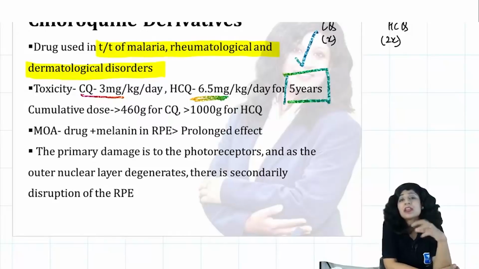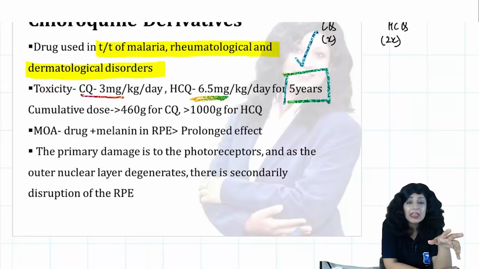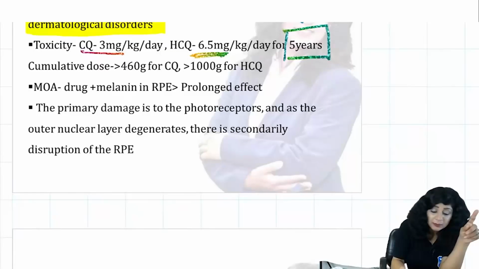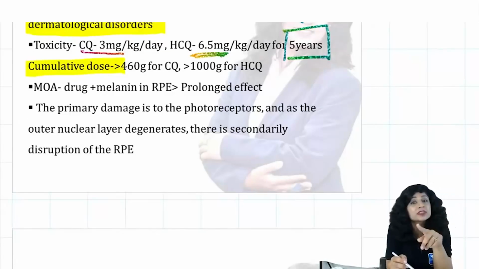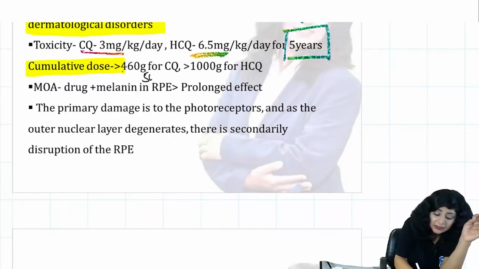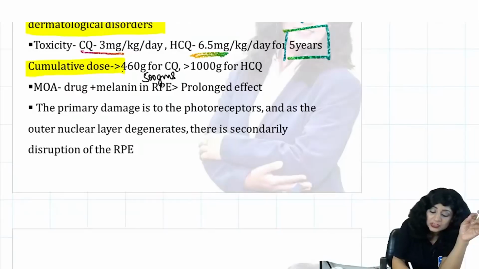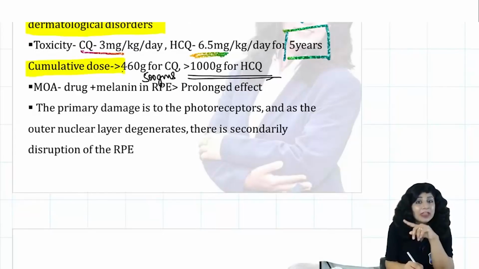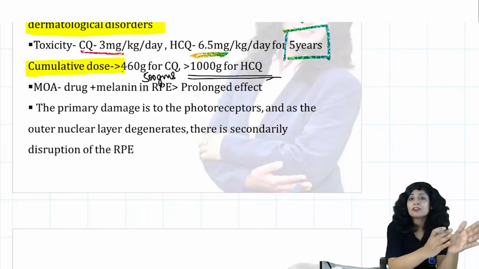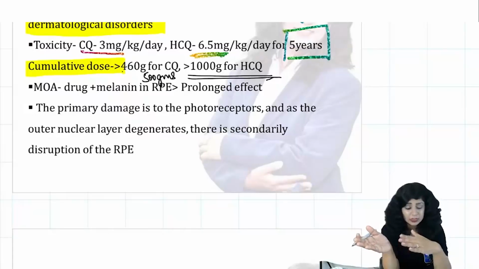That means if you are giving continuously these doses, 3 milligram per kg per day of chloroquine or 6.5 milligram per kg per day of hydroxychloroquine, for a very long duration of 5 years, or if I am talking about the cumulative doses, so cumulative doses are again double. Roughly you can take chloroquine as 500 grams, so hydroxychloroquine will just double, 1000 grams. Here they have given you 500 grams. Exactly it is 460, but you can keep it approximate also. So 500 for chloroquine and 1000 for hydroxychloroquine.